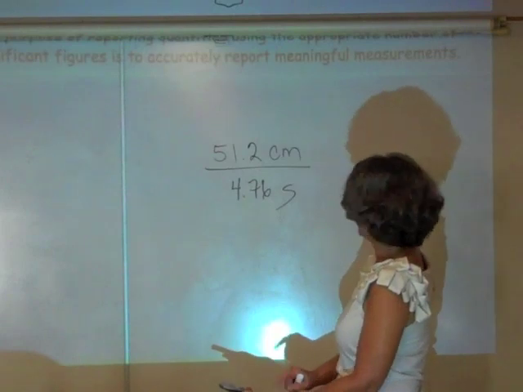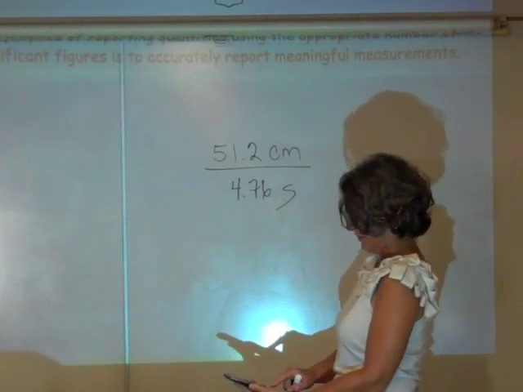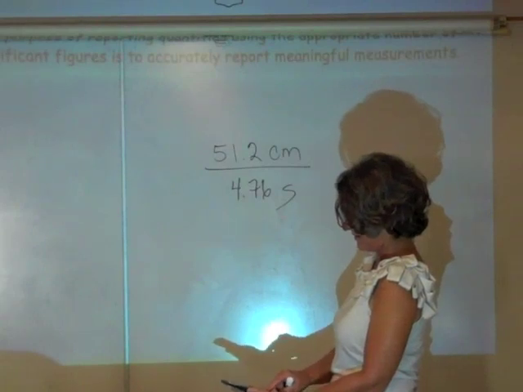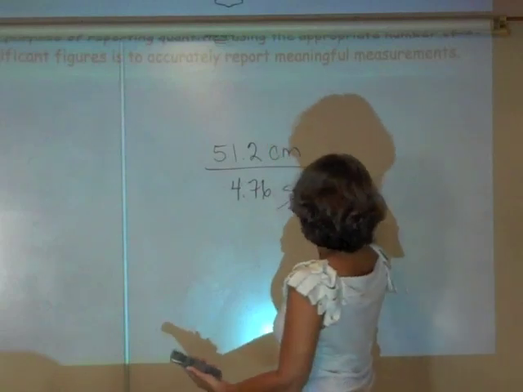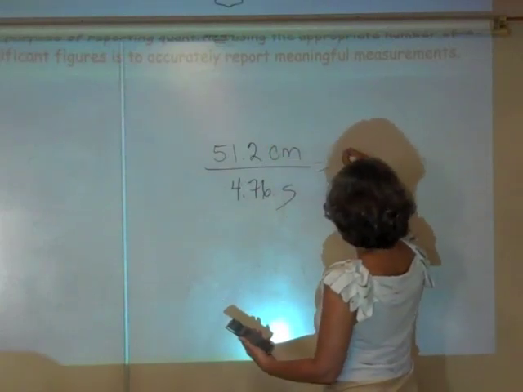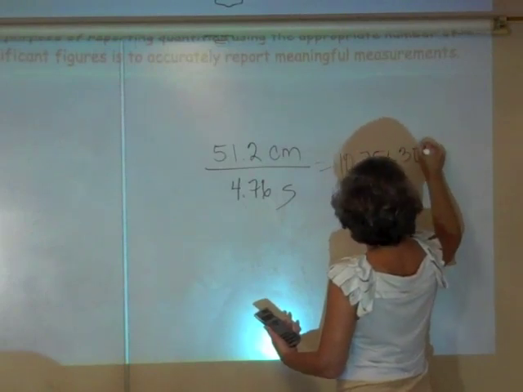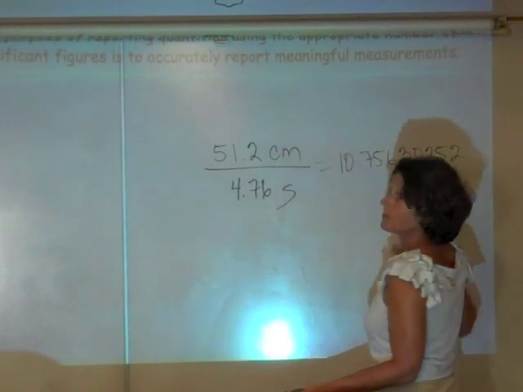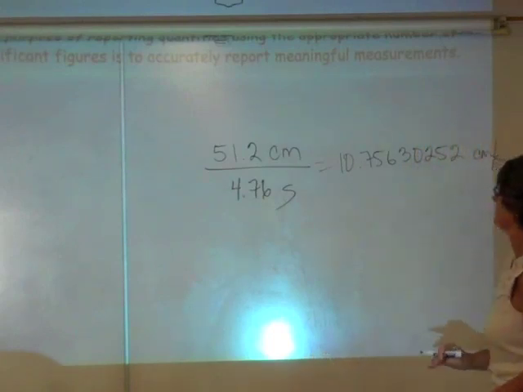Okay, let's try this again. 51.2 divided by 4.76. Hopefully I'm not going to get a whole number. Oh good, I don't. I get 10.75630252, according to my calculator, centimeters per second.